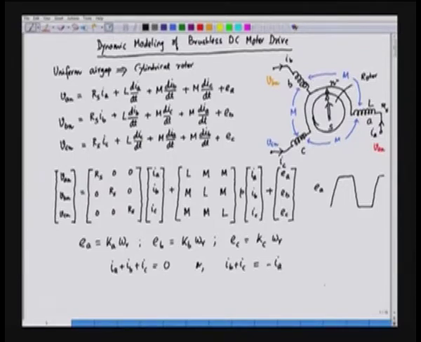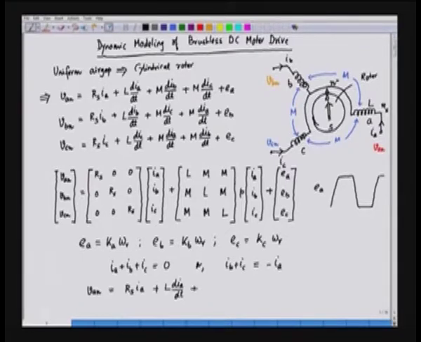So, we take the first equation. The first equation is this voltage equation. If you take VAN is equal to RS IA, we will have here in this case plus L dIA by dt.